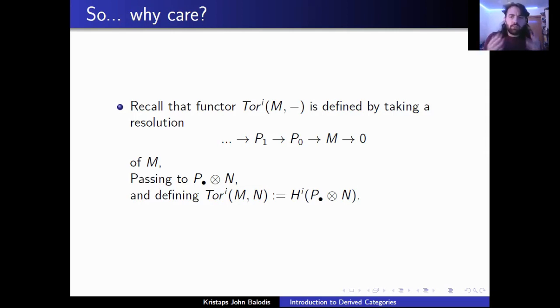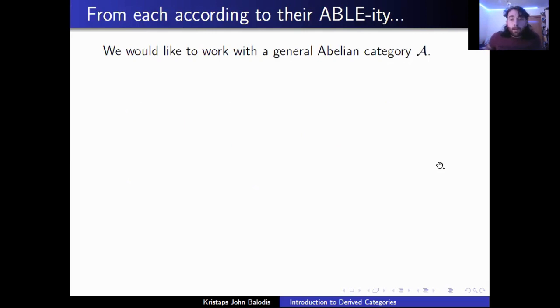But then the question becomes, well, it seems like, at least from the perspective of derived functors, we don't really care so much about complexes and resolutions. We only care about them up to cohomology. So hold on to that idea, because it's coming back in a moment. More generally than R modules, we want to work in an abelian category.